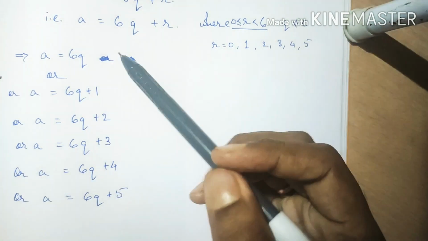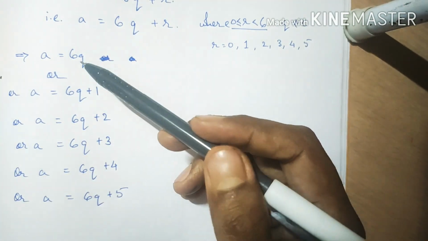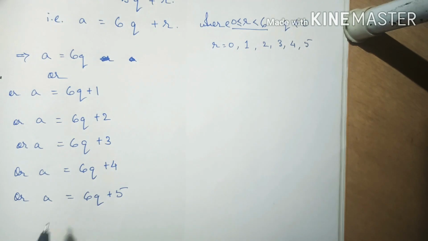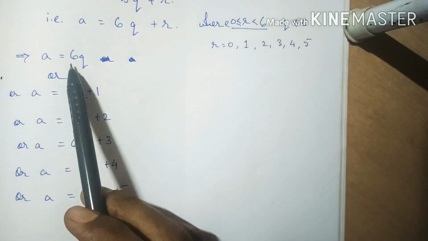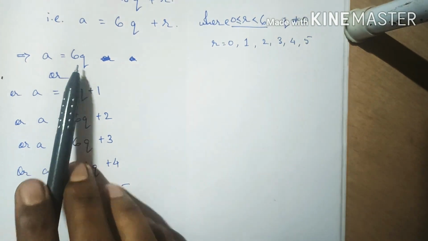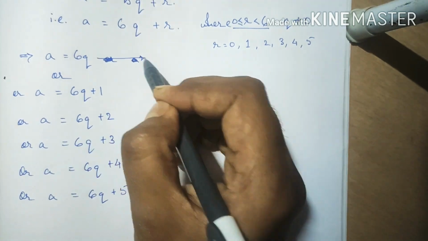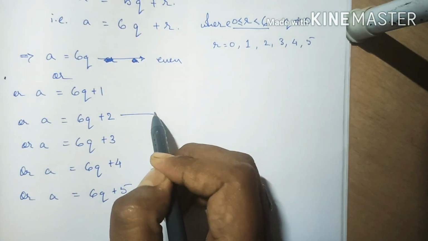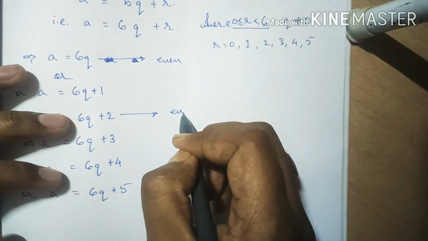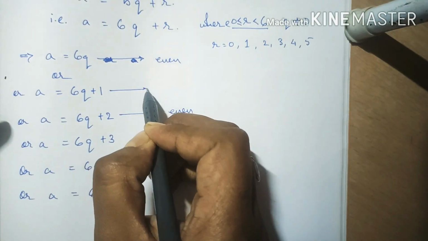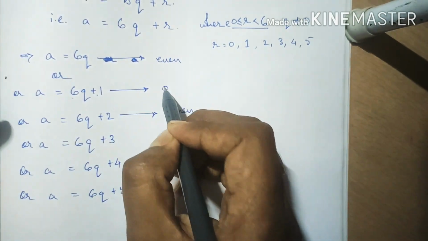Now these are the 6 possibilities of A. A can be 6q plus 0, 6q plus 1, 6q plus 2, 6q plus 3, 6q plus 4, 6q plus 5. These are the 6 possibilities to write an integer A with B equal to 6. We know that 6 is an even number, so 6 into any integer will be an even number. So this is even, because even plus even is even. To get an odd number out of an even number, it is only possible when an even number is added to an odd number. So this is an even number and this is odd, so even plus odd is odd.